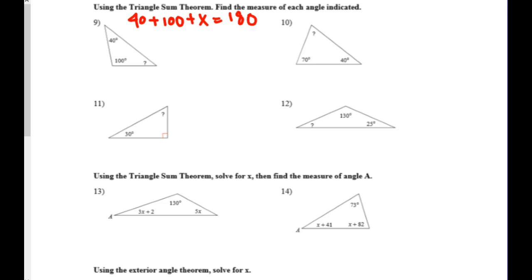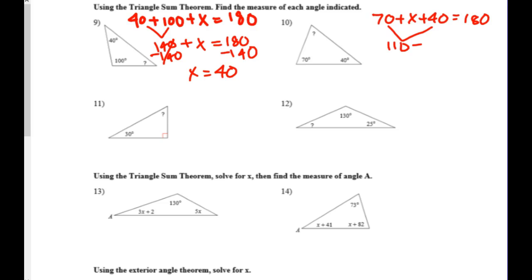So let's add them up. 40 plus 100, you want to combine like terms. We get 140 plus x equals 180. And then we're going to get rid of the loner 140 by subtraction. And then we get x equals 40. Okay, same thing with 10, 11, and 12. So on 10, 70 plus x plus 40 equals 180. Combine like terms to get 110. Get rid of that loner, x equals 70. 180 minus 110 is 70.